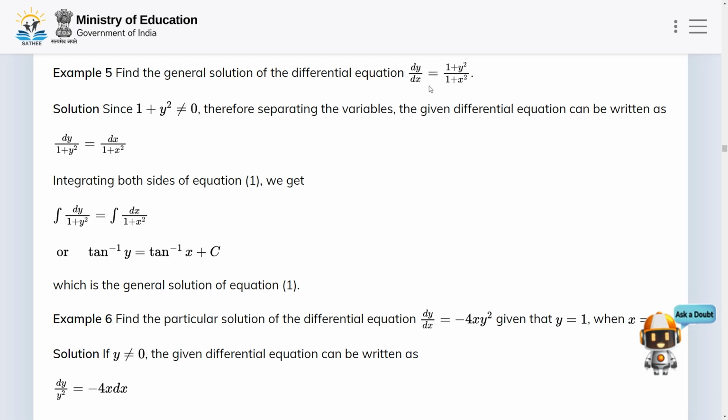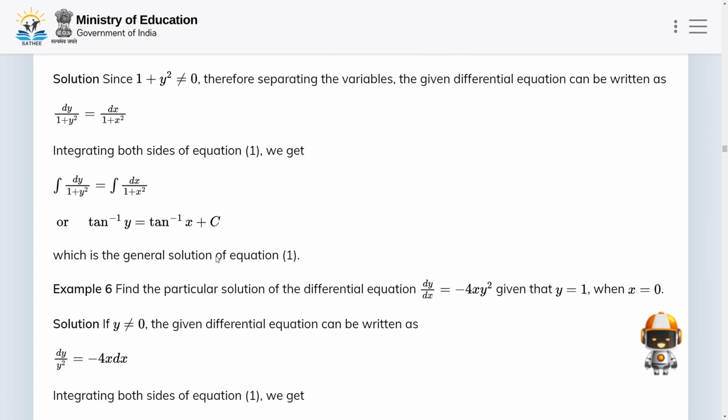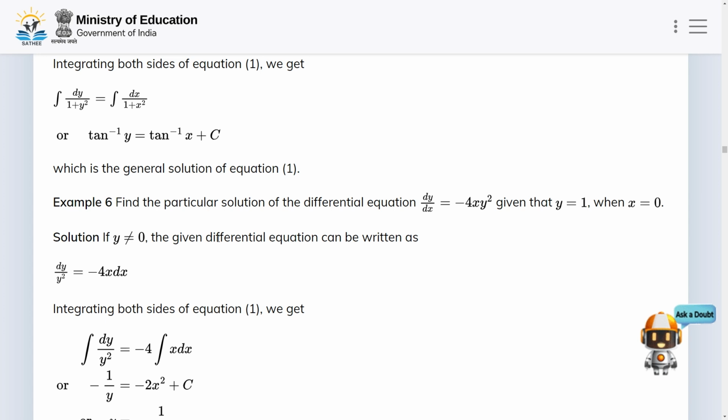y prime is equal to (1 plus y squared) divided by (1 plus x squared). As you can see, you can separate your terms. You can write dy by (1 plus y squared) is equal to dx by (1 plus x squared). Integrate both sides. You will get tan inverse y is equal to tan inverse x plus some constant. So far so good. So this will be your general solution of the given equation.